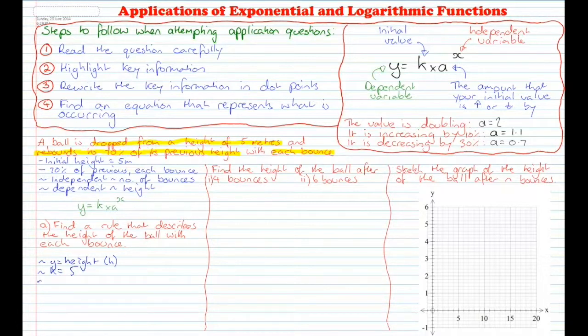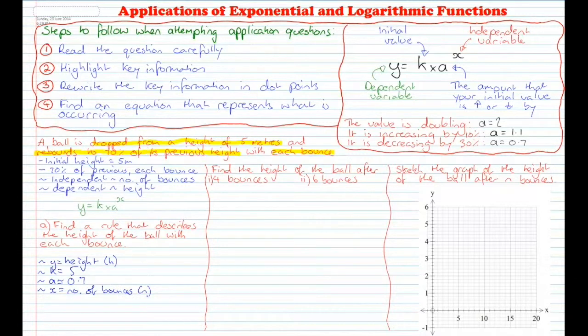Now our a value is how much it's increasing or decreasing by each time. With every bounce, it bounces to 70% of its previous height. So that means if I multiply the next number by 0.7 and then again by 0.7, it will get to 70% of its previous height. Therefore, our a value is equal to 0.7. And now our x value is going to be the independent variable, so that's the number of bounces, and we'll call this n.